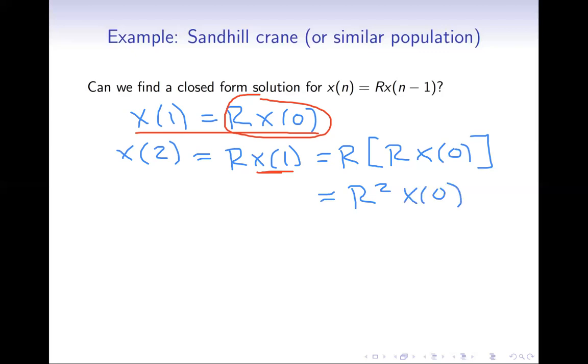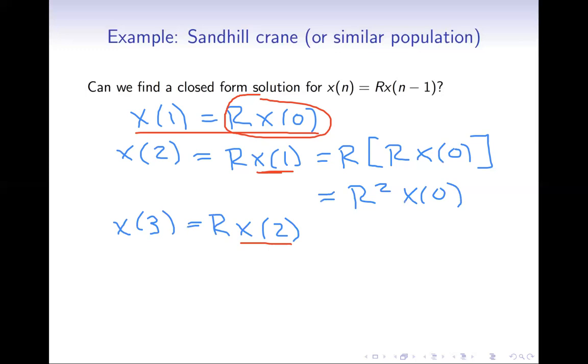So now I've related x of 2 in terms of x of 0, and I've cut out the middleman x of 1. If we continue this approach and look at x of 3, my model equation tells me that's capital R times x of 2. And just as before, I've computed x of 2 in the step above.